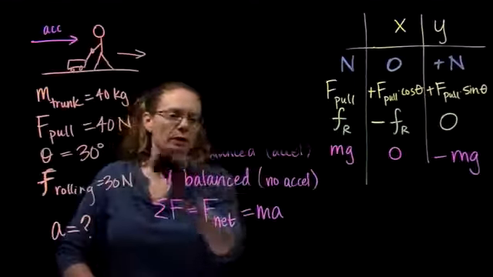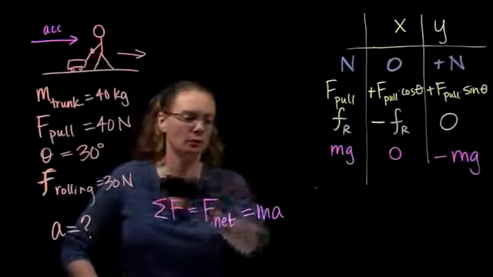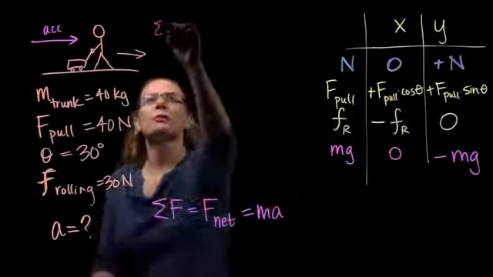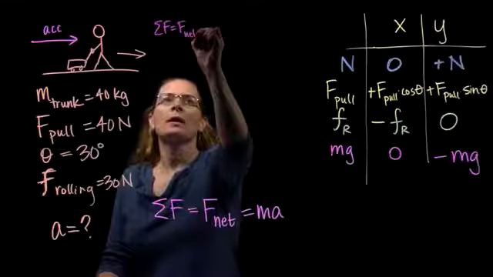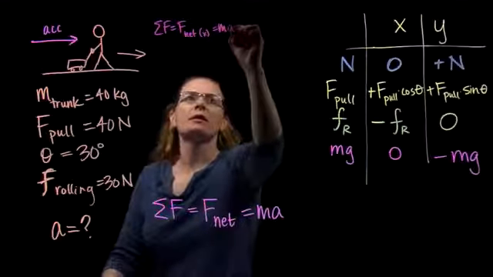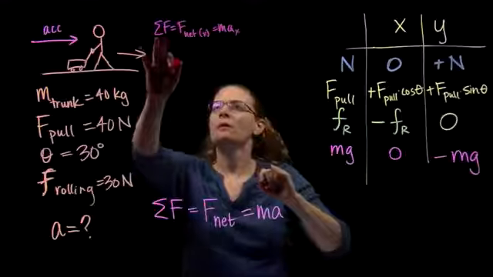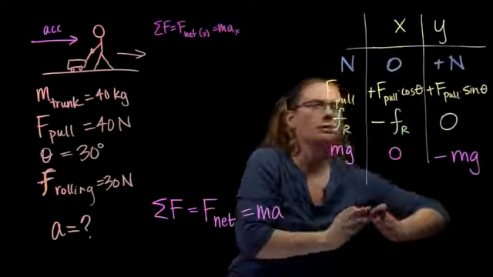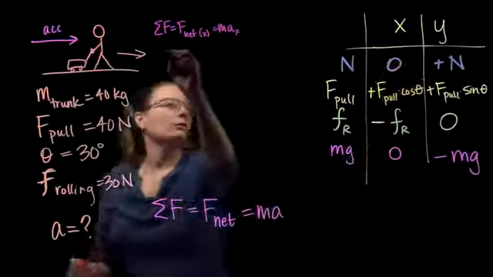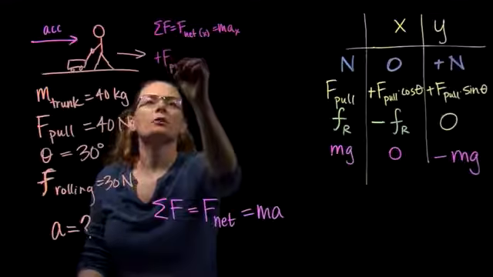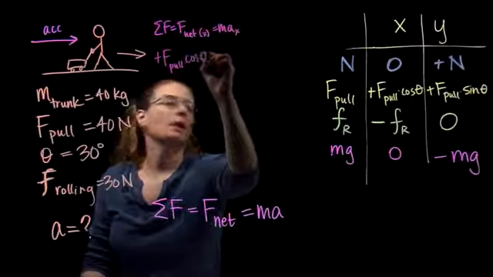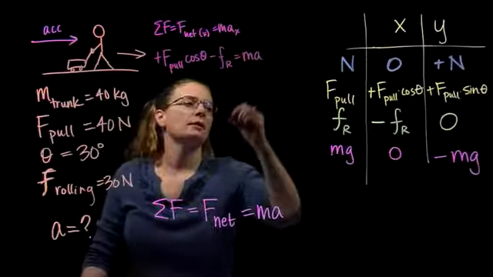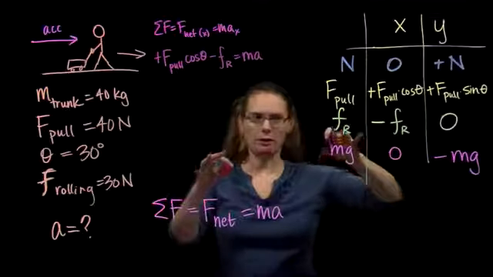So the horizontal direction was unbalanced. The vertical direction was balanced. So let's do Newton's second law in both directions. The sum of the forces, or the net force, in the x direction equals mass times acceleration in the x direction. Sum the forces, or the net force. That just means add up all the forces. Add up all the forces in the x direction. Okay, so 0, I can ignore that one. I have a positive pulling force times the cosine of theta minus my rolling friction force, and that equals mass times acceleration. The x direction was the direction with the acceleration.